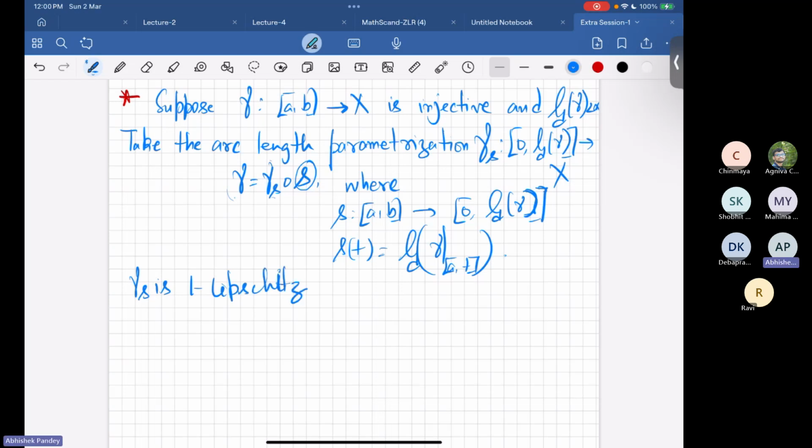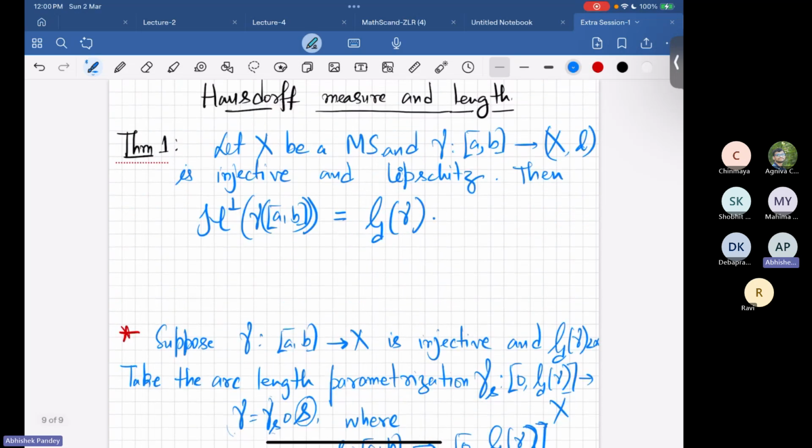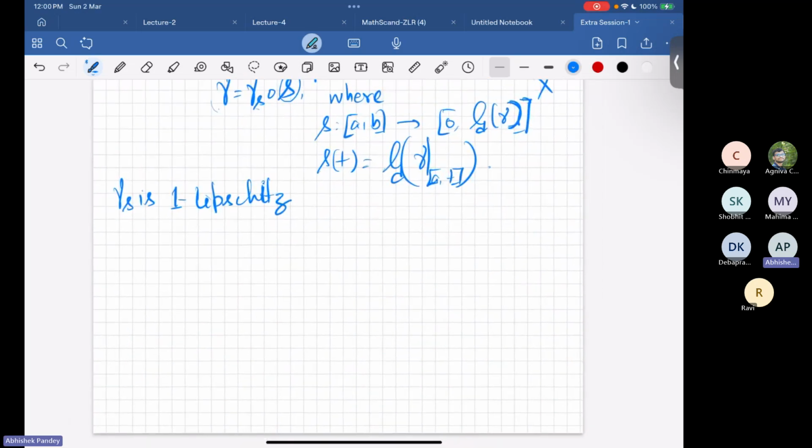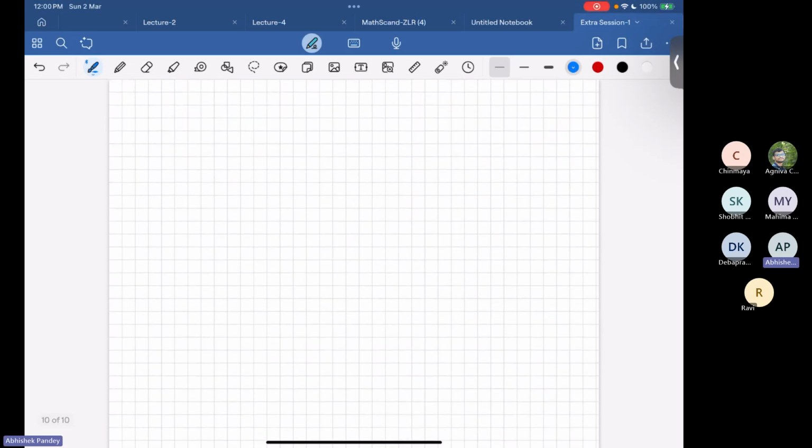You might have observed now why I've written this in this form, because I'm going to use this one. Let me write it section-wise. I will just take 6 to 7 minutes.